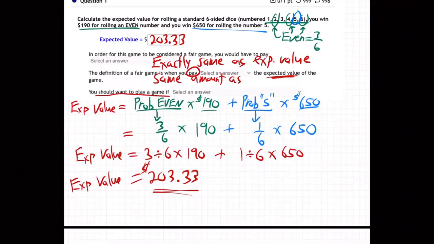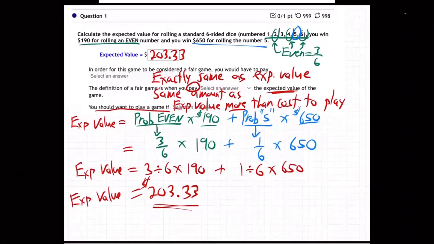You should want to play this game if the expected value is more than the cost to play, or what you pay to play. Does that make sense? So when you have a random game, this is exactly the calculation the casinos do.